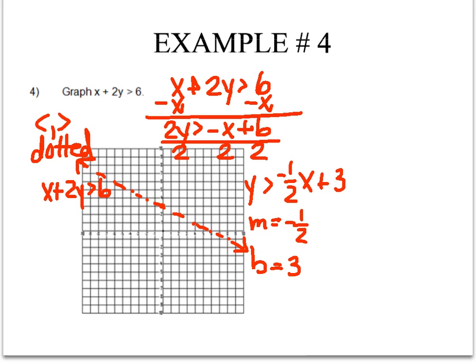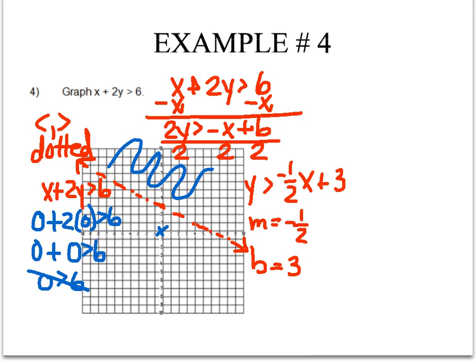And so now I'm going to test my point, and I'm going to use 0, 0. 0 and 0 are just easy coordinates to work with. So x is 0, y is 0, and 0 plus 0 is greater than 6. Is 0 plus 0 greater than 6? No, it's not. So I'm not going to shade the side where the 0, 0 is. I'm actually going to shade the opposite side because the statement was false.